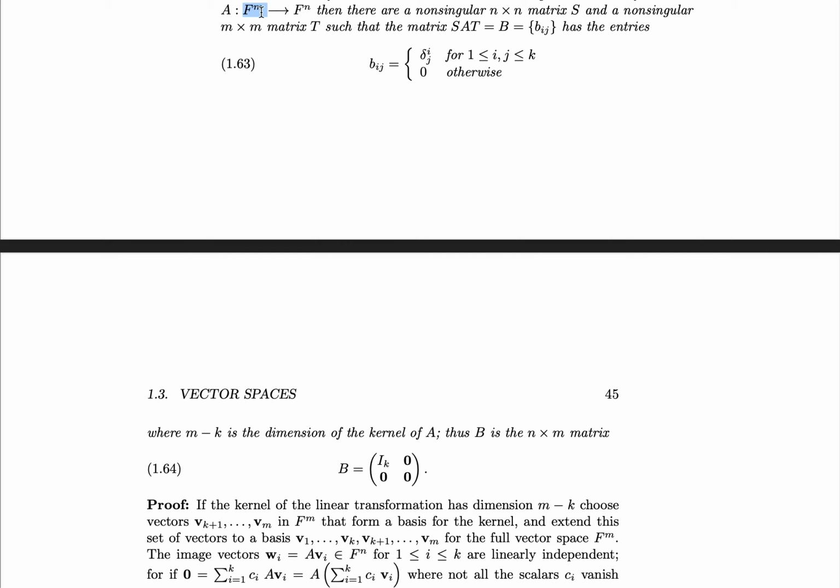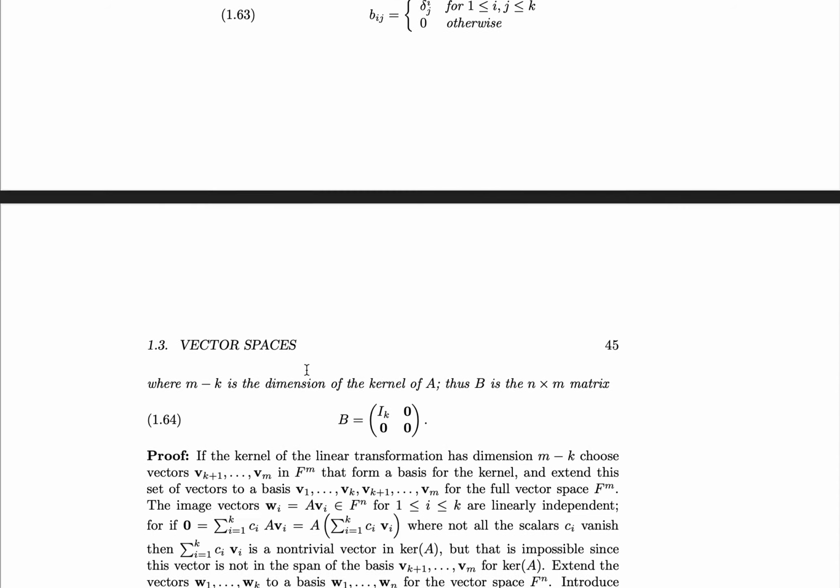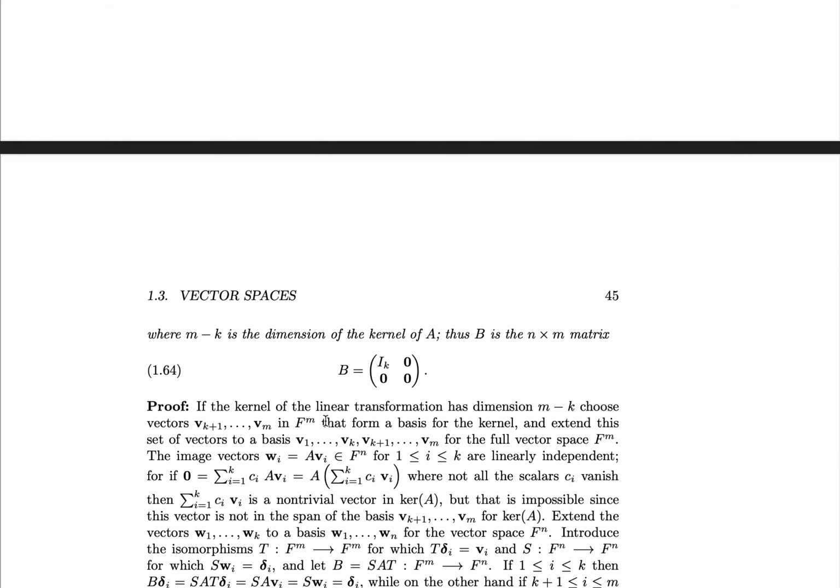So its kernel has dimension m minus k, and the dimension of its image is going to be k. And we're going to use this to form a basis of F^m. Next, we'll expand this to a full set of vectors, which will be a basis of F^m. So we'll add v_1 up to v_k.